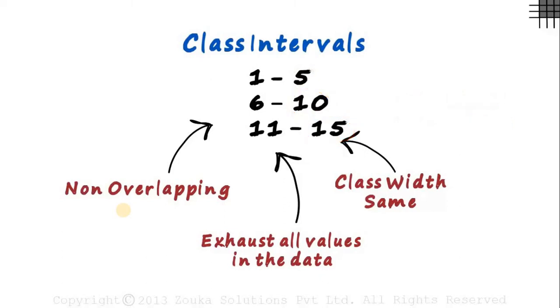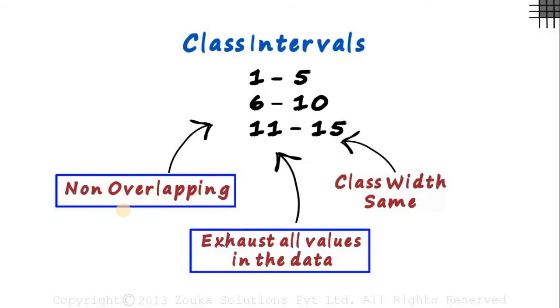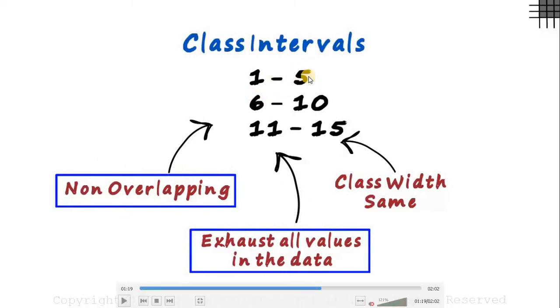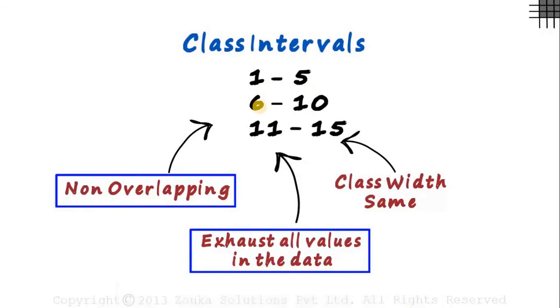Remember, it shouldn't be overlapping. The numbers should not be the same in each group of our classes. So for example, I have 6 here, so you should not have 6 here. It should be only one number from each class, no repeats. And all classes should exhaust all values in the data.